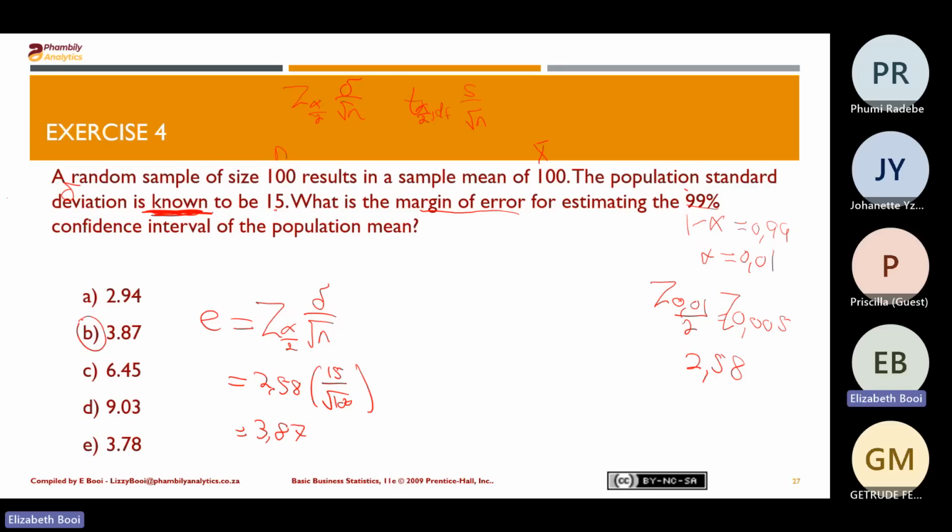You must say if you are not sure how we calculate this. Lizzie, can you show us on the Casio that 2.58 times 15 over the square root of 100? Do you have a Casio calculator? Yes. Okay, on your Casio, you do have a function that looks like this, right? And next to it, there is a function that looks like this, right? You're going to use those two functions.